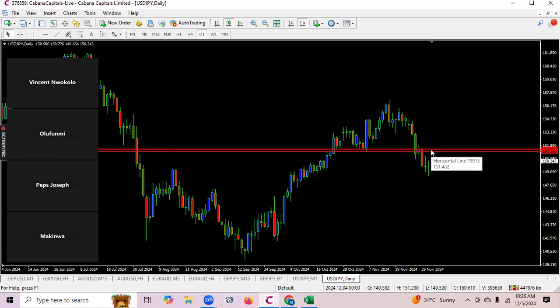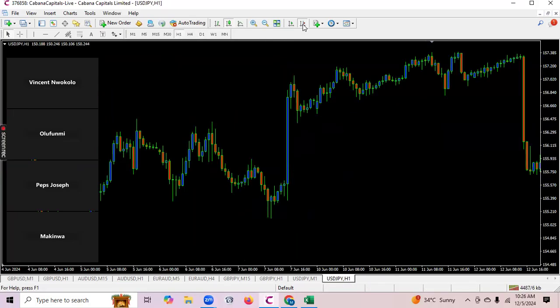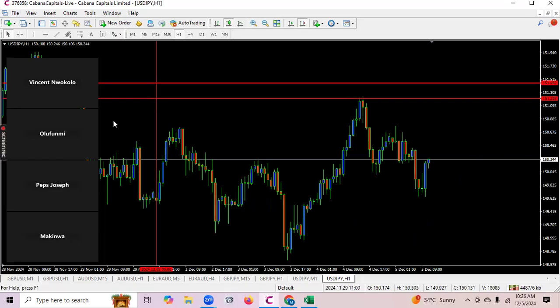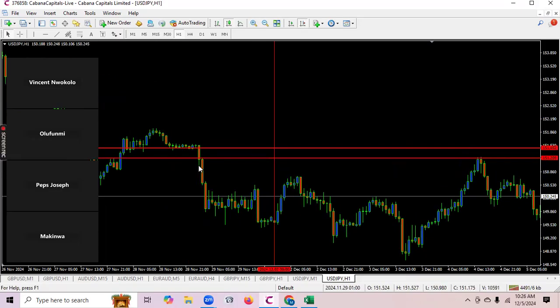Price tested the resistance level. You can see the rejection from that area. Also, if you go down to a lower time frame and check, a fair value gap was created. Let's go to 1 hour. The fair value gap was created after that pattern. You can see this fair value gap that was created here.